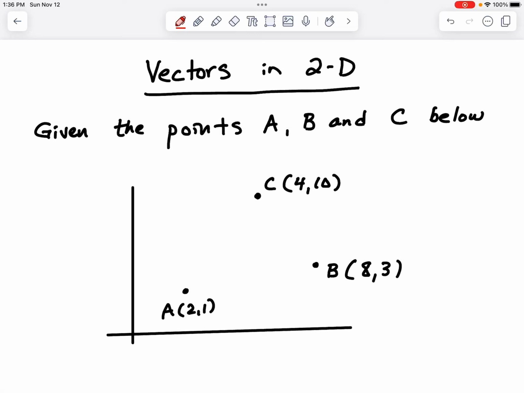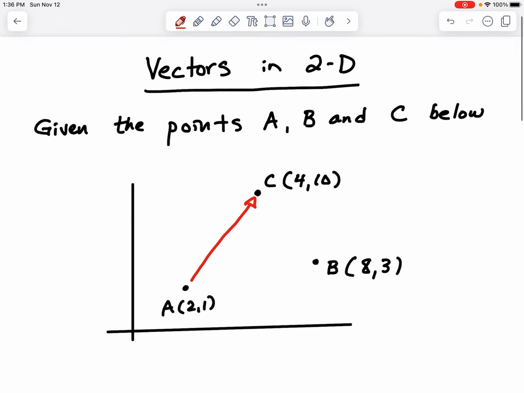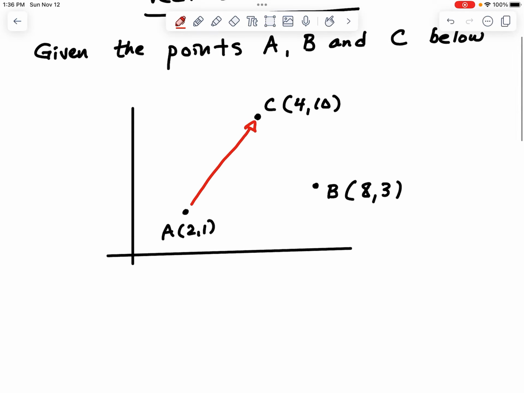Well, now it's time for some fun with vectors. This particular video is going to be vectors in 2 dimensions. So suppose that we have these points A, B, and C. First thing we're going to do is find the vector that goes from A to C. And so to do that, you just subtract. So the vector that goes from A to C, that's going to be C minus A.